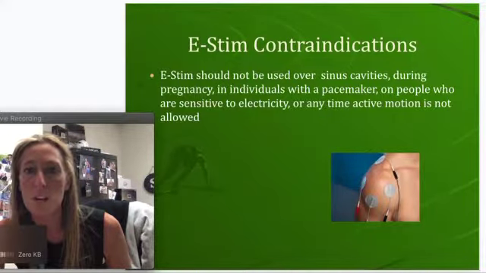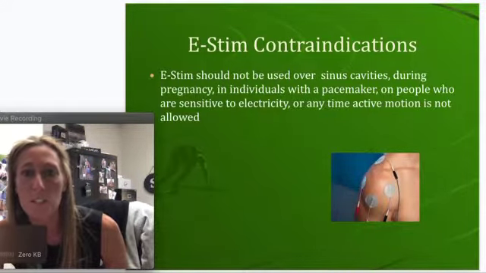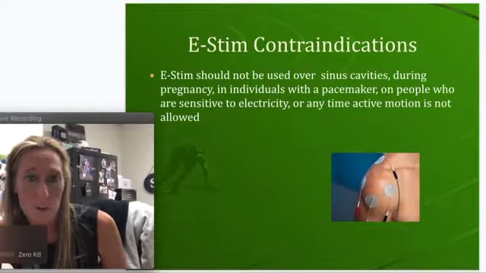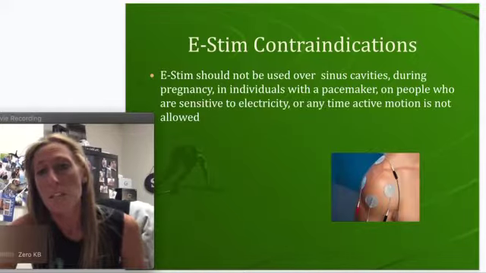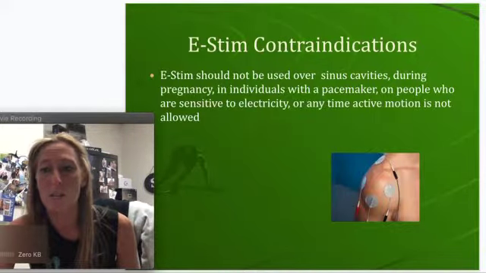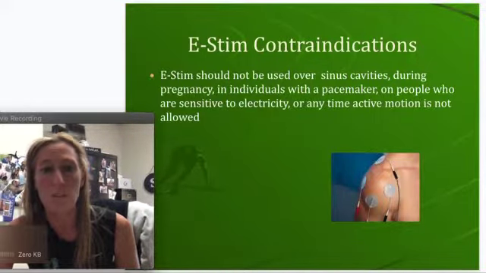Once again, E-stim should not be used over sinus cavities, during pregnancy, on an individual with a pacemaker, on people who are sensitive to electricity, or any time active motion is not allowed, because this will make the joint fire.